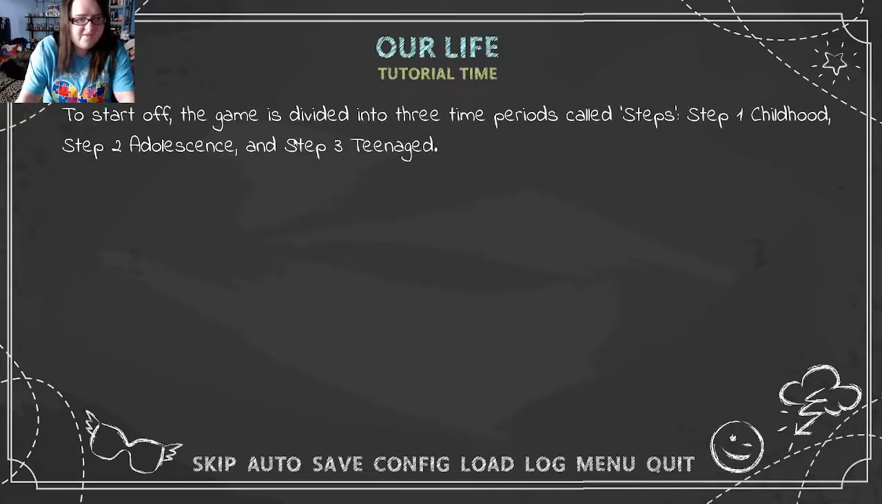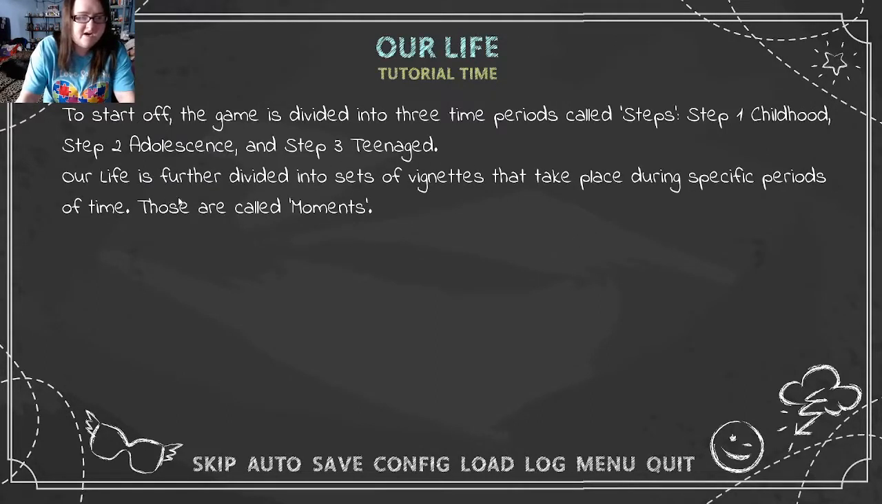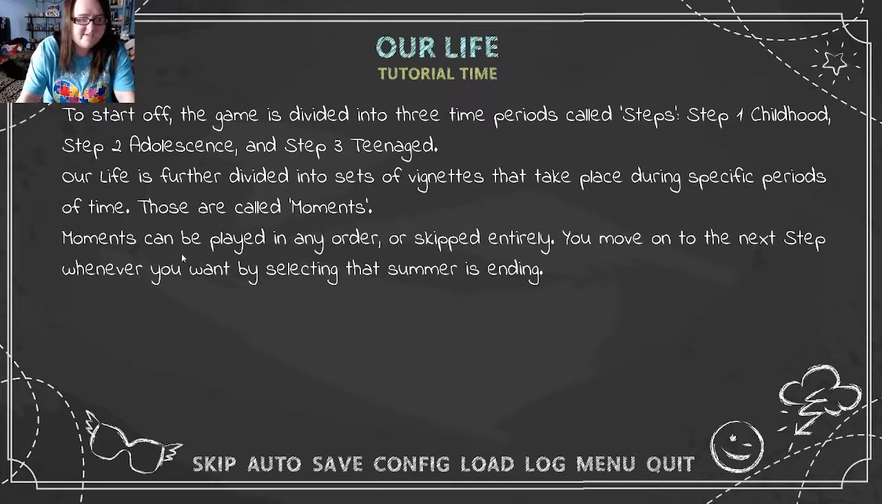To start off, the game is divided into 3 time periods called steps. Step 1, childhood. Step 1, adolescence. And Step 3, teenage. Our life is further divided into sets of vignettes that take place during specific periods of time. Those are called moments. Moments can be played in any order or skipped entirely. You move on to the next step whenever you want by selecting that summer is ending.